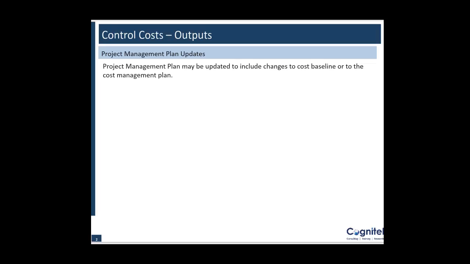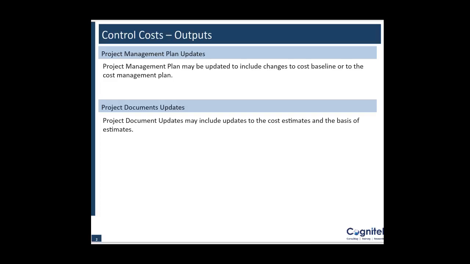Other outputs include, as I said, project management plan update. So you will have to update the project management plan. Once your change request has been approved, and your changes to the cost plan have been approved, you'll have to feed it back to the project management plan or the cost management plan and make the changes, and then again track those changes to closure. Okay, so that is project management plan update.